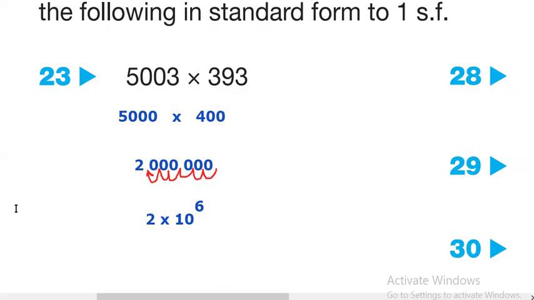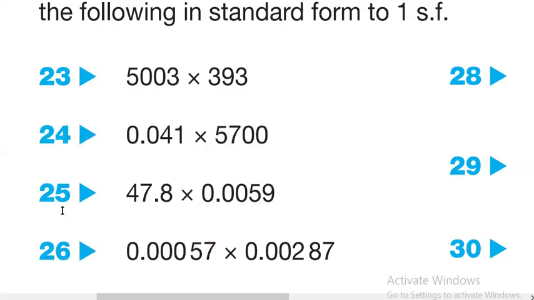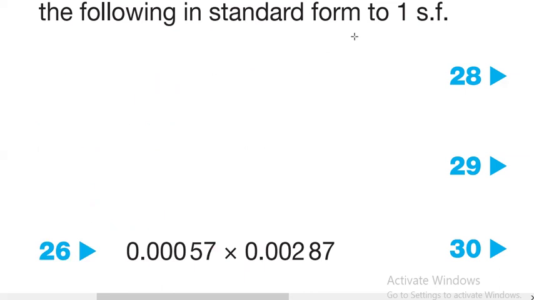Now let's move on to another question that has a negative power, so you understand the idea of estimating using standard form to one significant figure. Let's remove these. For example, let's do 26. Okay, let's do 26. All of them have the same ideas. I just want to make sure that I give you questions in different ideas. Let's do 26. I'm going to cover this.